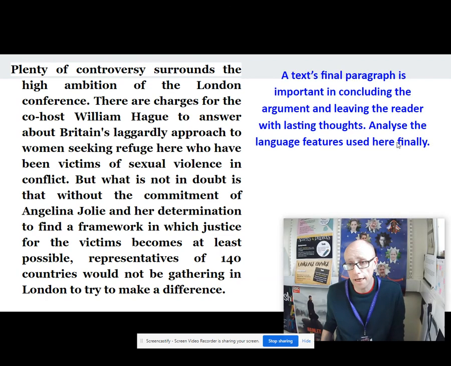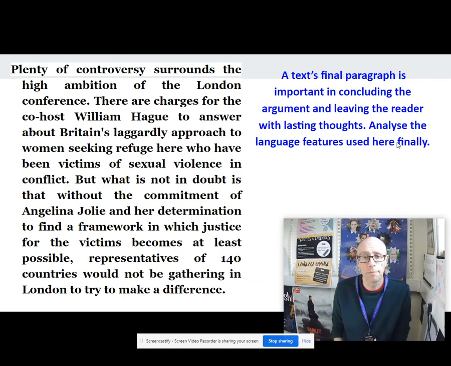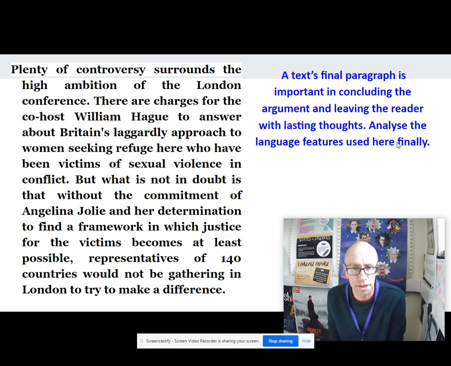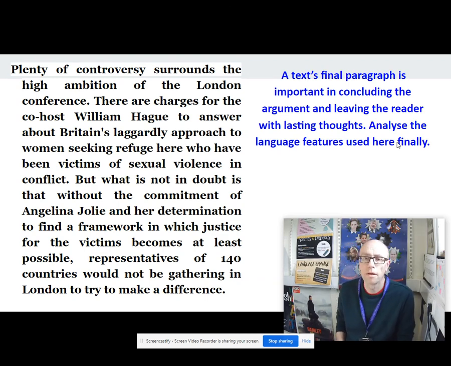Again, even in your last paragraph here, it's demonstrating that this is a complicated issue. For example, it's showing some kind of criticism about William Hague, who was the Conservative foreign minister, and therefore some people have sought to criticise him for his laggardly approach to women seeking refuge here.